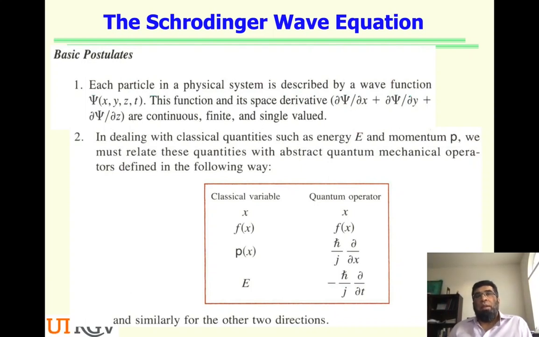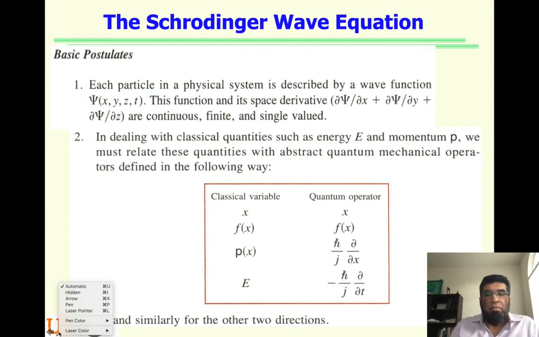Now when we are dealing with classical quantities, everyday quantities like energy and momentum, those have to be translated into quantum mechanical operators. So the keyword here is that we are taking the classical value and converting it into a quantum mechanical operator. For now, just remember this, but later on we'll see how these make sense.